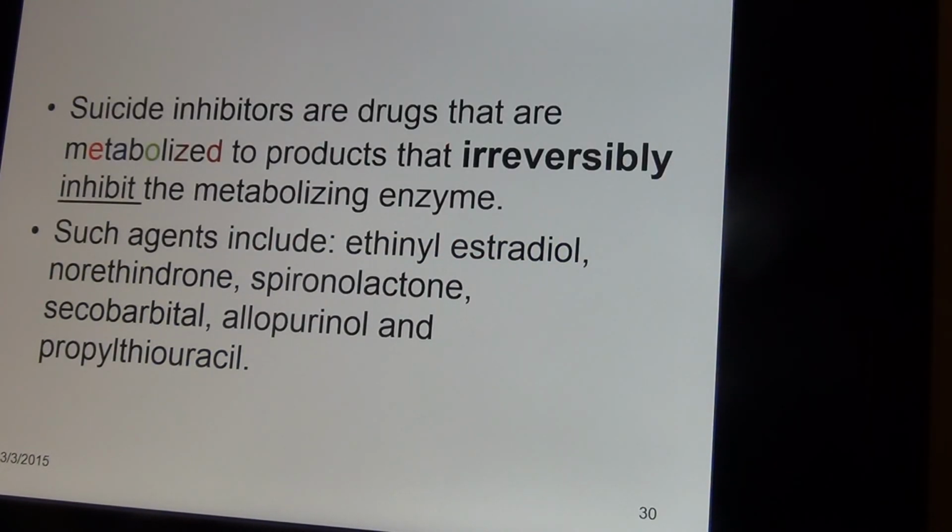Suicide inhibitors are drugs that are metabolized to products that irreversibly inhibit the metabolizing enzyme. These agents include ethinyl estradiol, norethindrone, spironolactone, allopurinol, and propylthiouracil. Spironolactone is a drug given for hypertension, allopurinol is for gout, and propylthiouracil is for thyroid conditions.